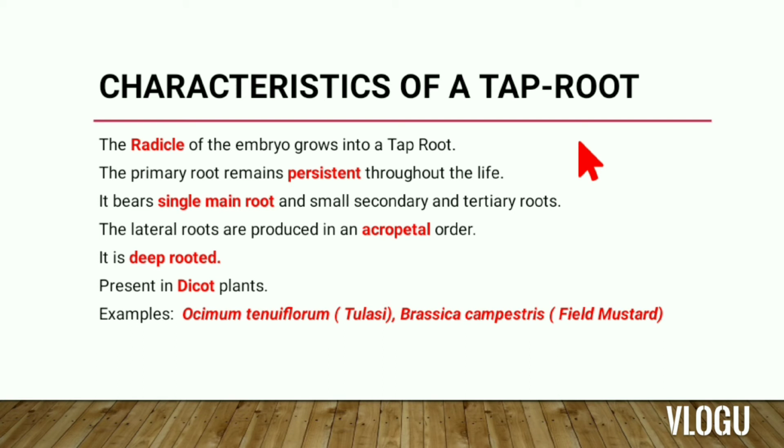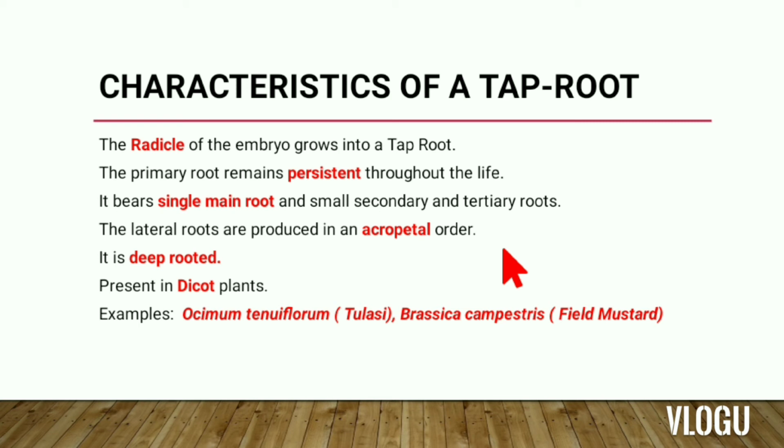Next is, the taproot system comprises a single main root and very small hairy outgrowths which are called secondary or tertiary root hairs. So basically in a taproot system there will be one main fleshy thick root which is termed the primary root. Then the next is, the lateral roots are produced in an acropetal order. Acropetal order means in the taproot, the primary root will be surrounded by matured and older roots present just at the base of the stem. But towards the growing tip, the narrower region, we can find young juvenile roots. So this pattern of distribution of roots is called an acropetal order.